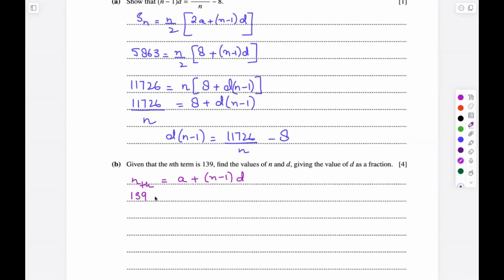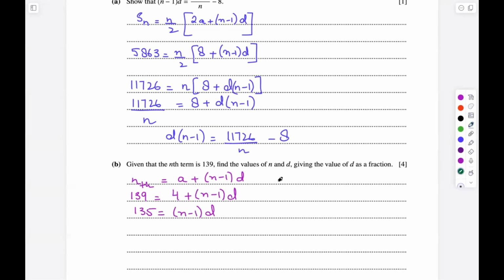So we write 139 is equal to a, which is 4. So this will become 4 plus n minus 1 into d. So taking 4 on the other side, this will become 135 is equal to n minus 1 into d.